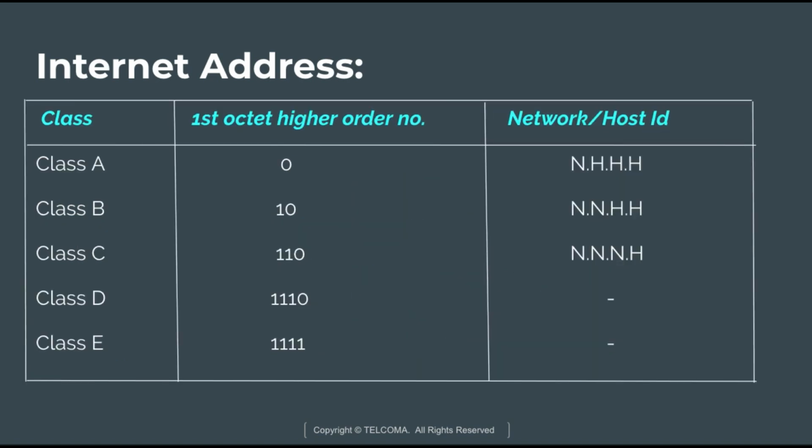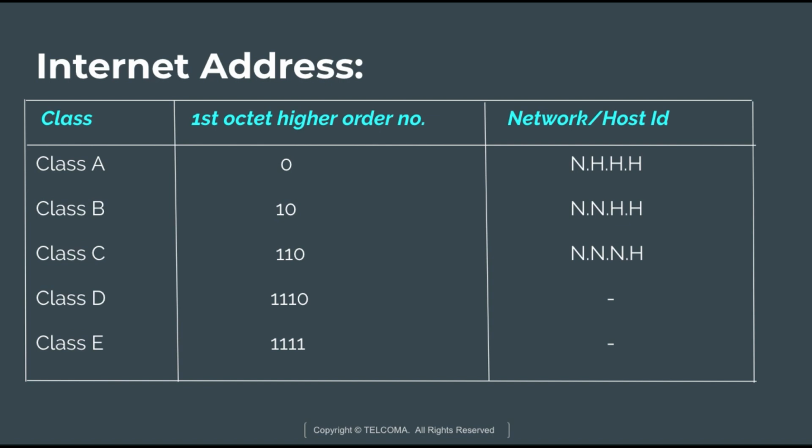Next, the classes are further divided by the first octet higher order bits and the network and host ID. Class A has 0 as the first octet higher order bit, where the first octet represents the network bits and the last 3 octets represent the host bits. In class B, the first octet higher order bits are 10, and the first two octets represent the network address, and the last two octets represent the host ID.